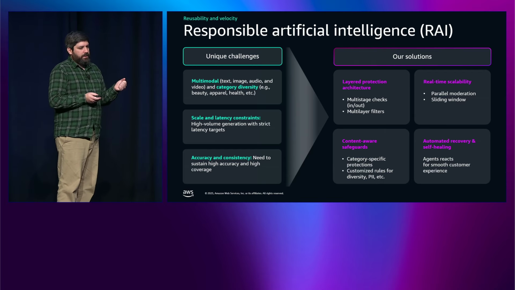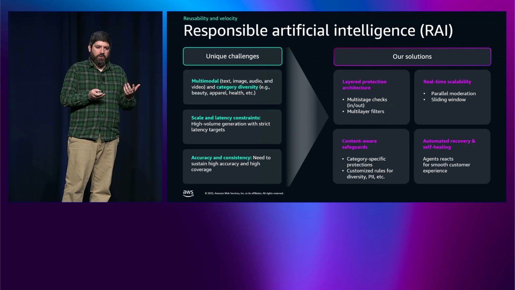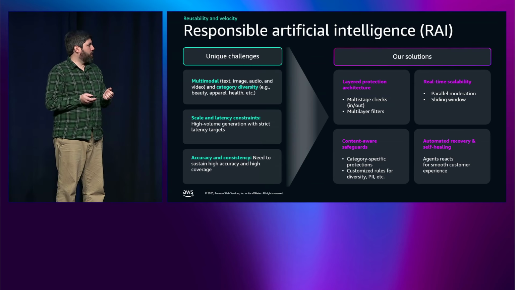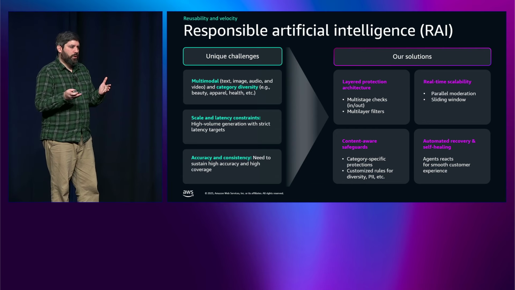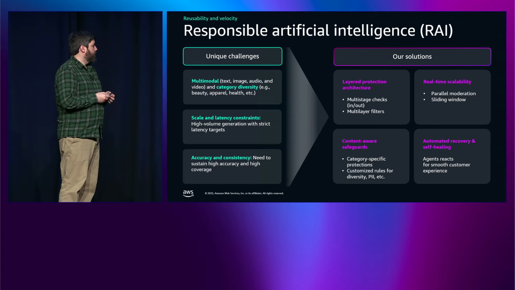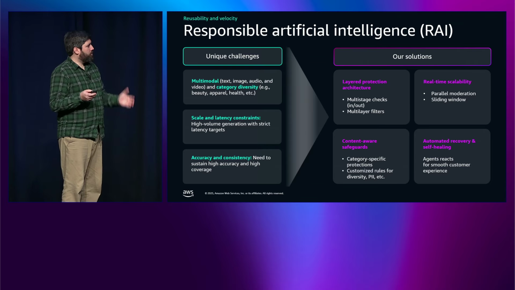There's also scale and latency consistency. When talking about reviewing a video or assessing it for any specific guardrail, that usually takes a long time. So how do we make sure we don't ruin the experience? And then accuracy and consistency. We need to sustain high accuracy and high coverage across all our workflows.